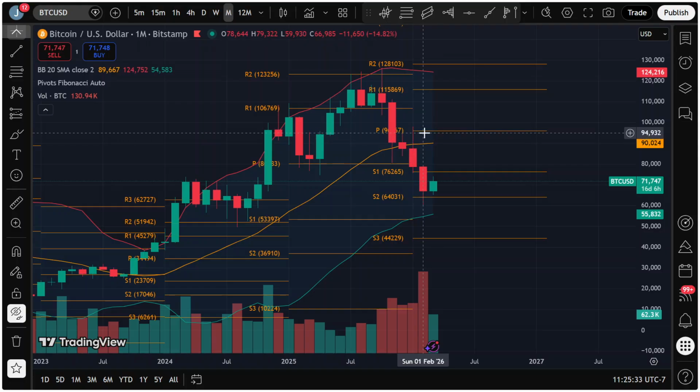So this is what I was talking about, that 96K level that I was originally talking about earlier, that in December, that's what I believed we were going to get to.